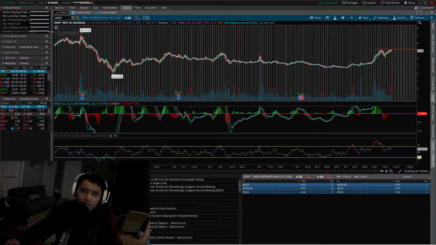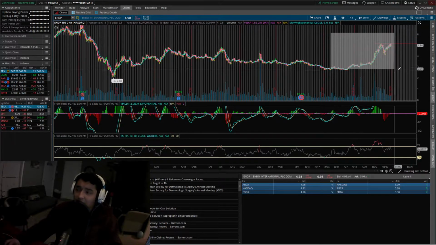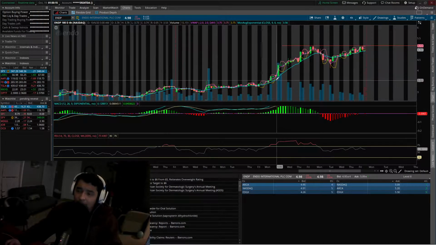Alright, so I have one stock here called ENDP. I'll show you how I found it right now, but first I'm going to explain how you trade this. You see the uptrend? The uptrend is already in full motion, and right now it's trying to do the same thing.